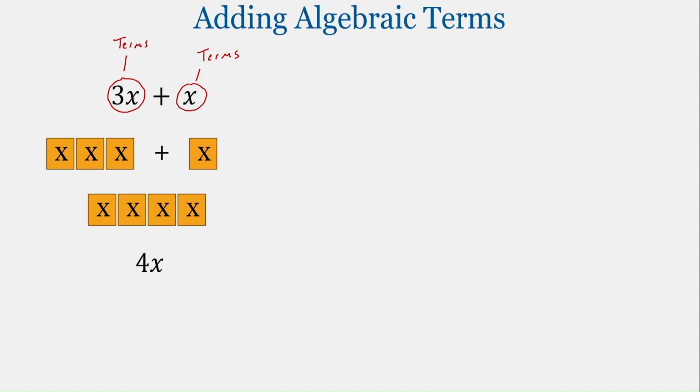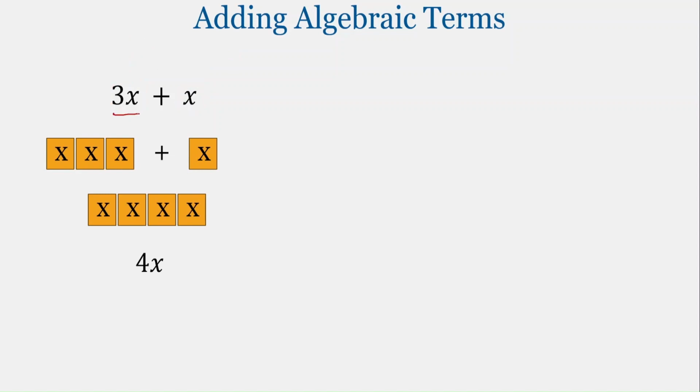So in this case, we have 3x plus x. So we have the variable x raised to the first power in the first term, and the variable x raised to the first power in the second term. So we can add these terms. We can add these terms because they are considered like terms.